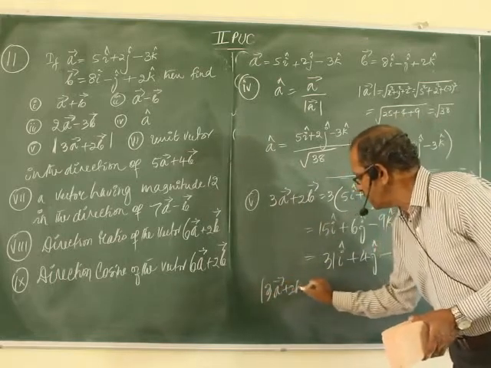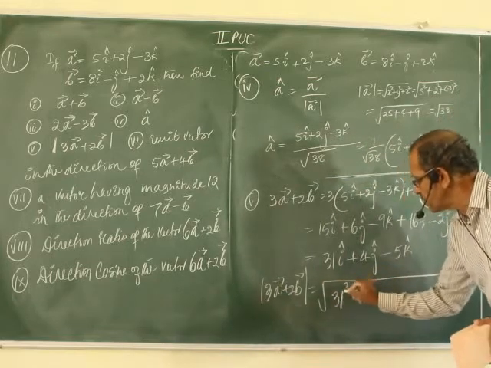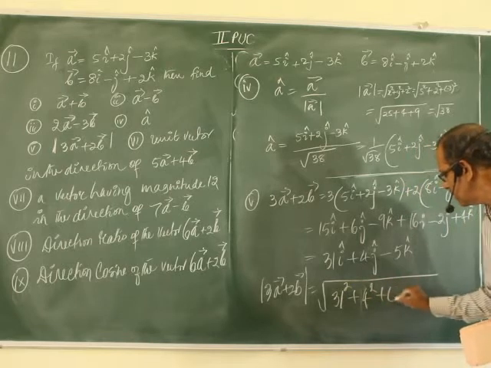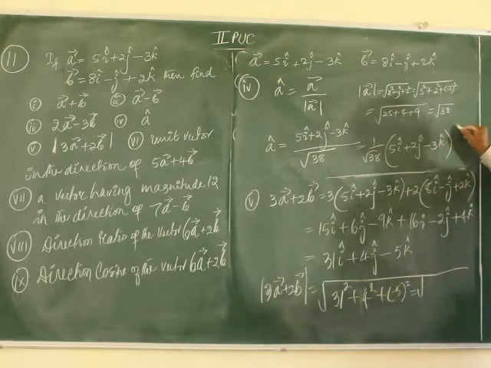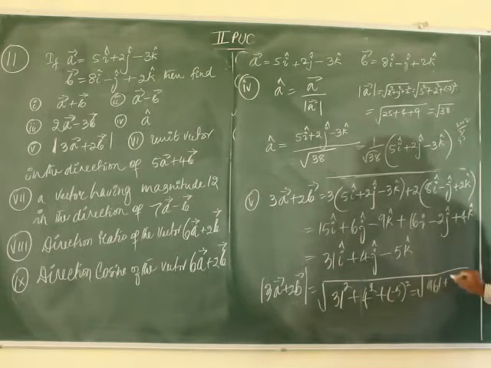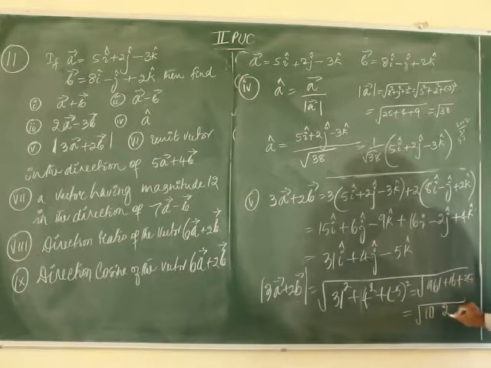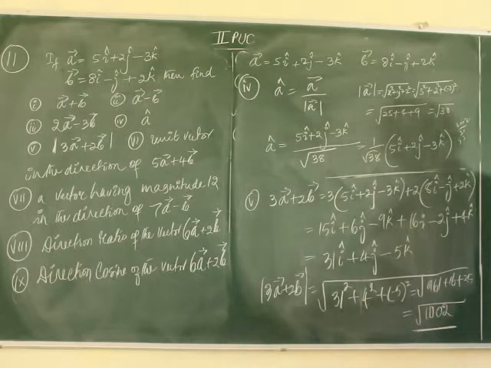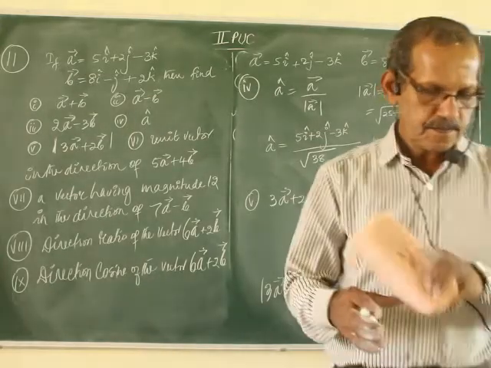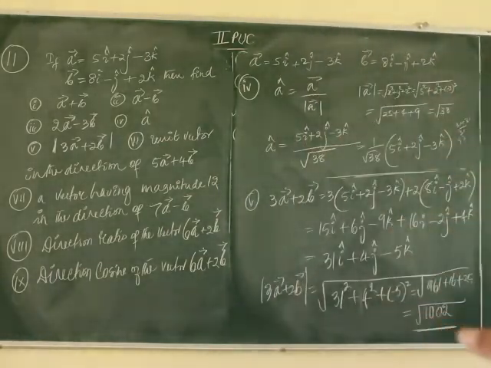Magnitude of 3a plus 2b equal to root of 31 square plus 4 square plus minus 5 square, equal to root of 961 plus 16 plus 25, that is root of 1002.